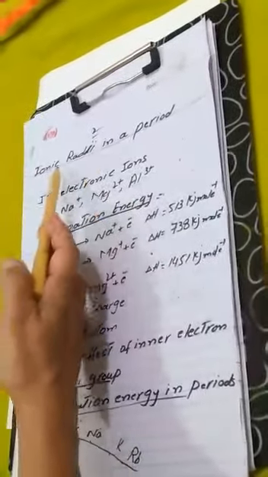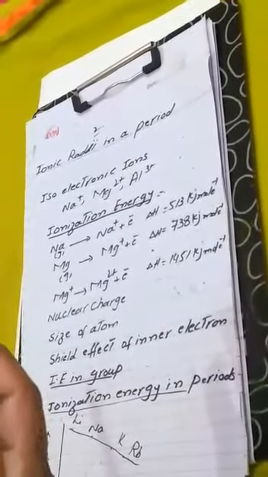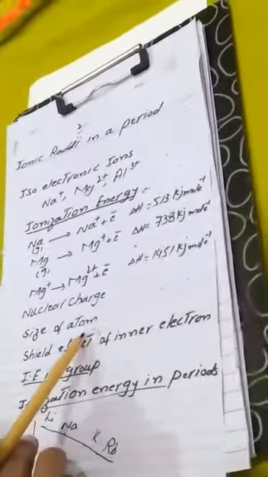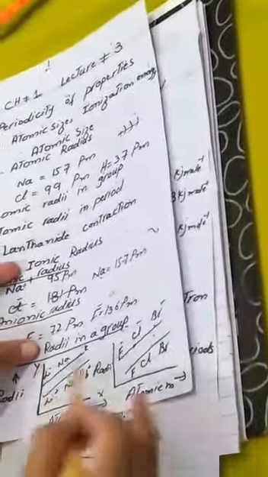And ionic radii in a group: the size of positive ions increases from top to bottom of a group. Similarly, the size of negative ions also increases from top to bottom. That's why size is increasing for both cation and anion.